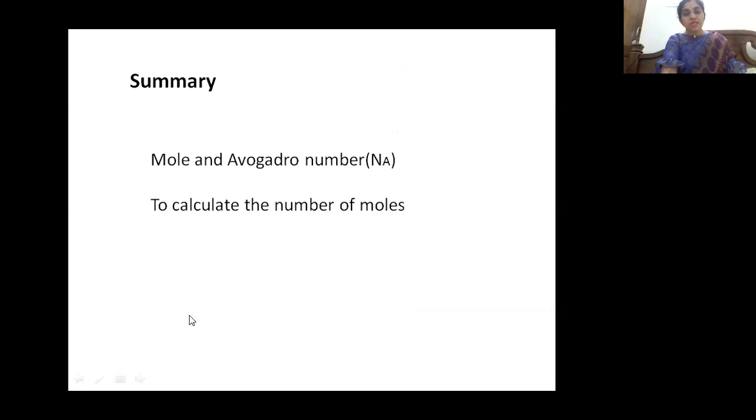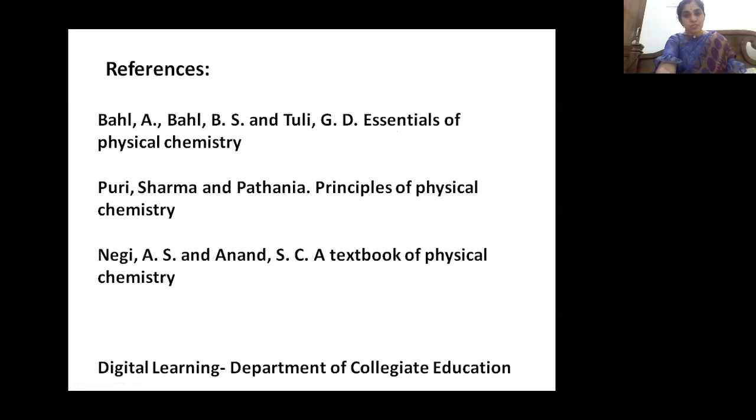So the summary is, in this session we discussed mole and Avogadro number, and also we learned how to calculate the number of moles in some of the problems.